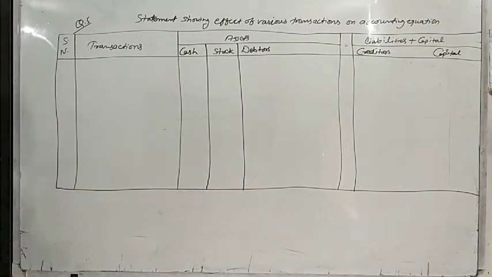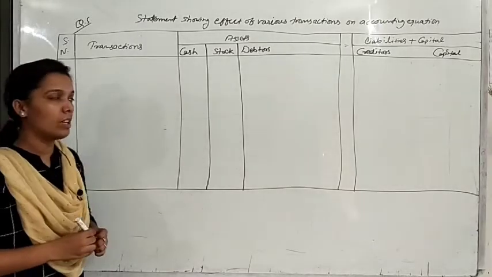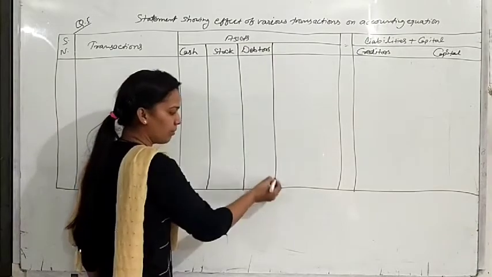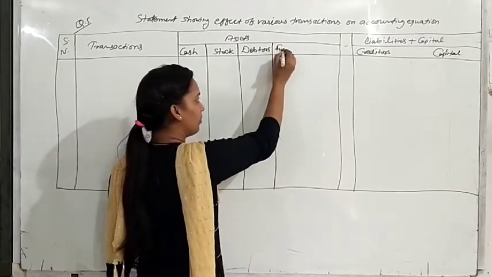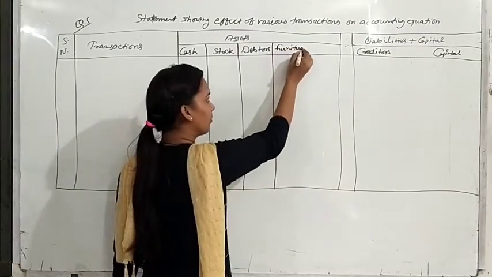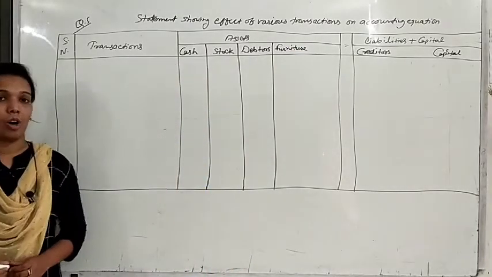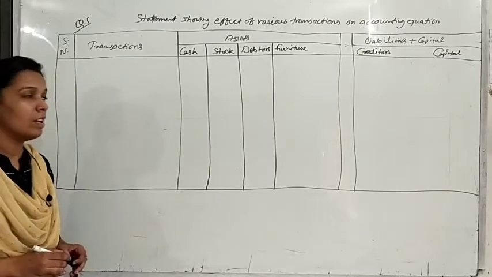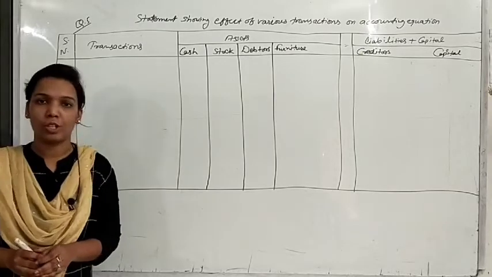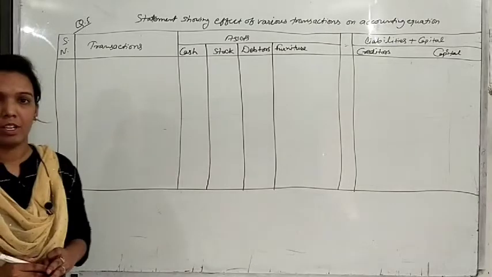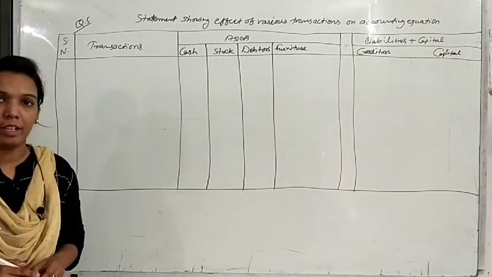Stock and debtors. Purchased furniture for office use. You are purchasing furniture, furniture is your asset, it is not included in stock. So we will prepare a separate column for furniture. And it is not mentioned whether this is cash purchase or credit purchase, so it will be cash purchase because no name is given in the question. Cash paid to Rohit in full settlement. Who is Rohit here? Rohit was your creditor.